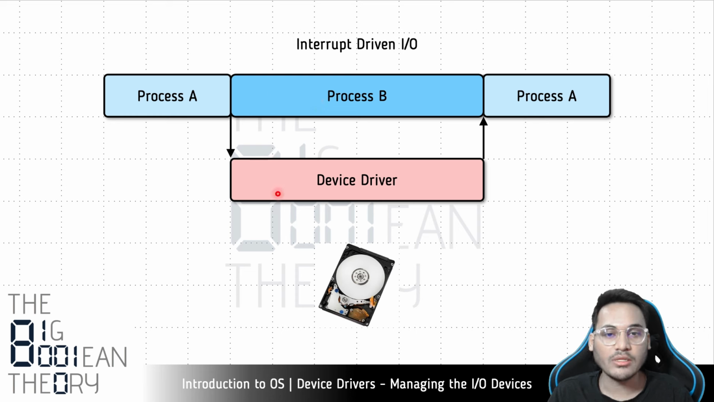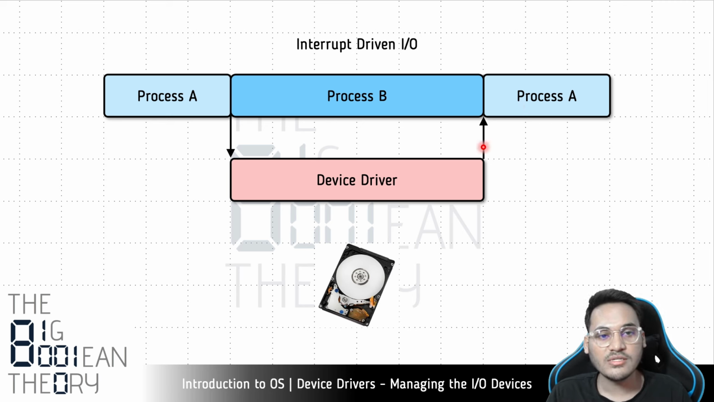In the meantime, the device driver is operating the device and reading the data from the device. In that time, the CPU can do some useful work, some meaningful work. Here, process B is executing. And when this operation completes, the device can initiate an interrupt. An interrupt is like a notification to the operating system that the operation has completed. Then the operating system will pause process B and resume process A, because now the data that it was requesting is available.